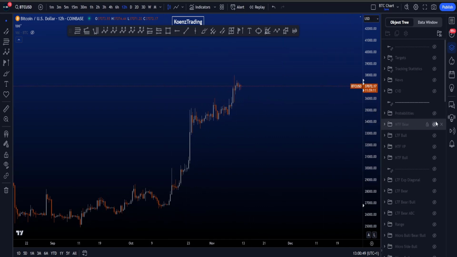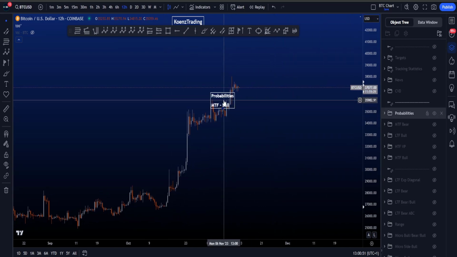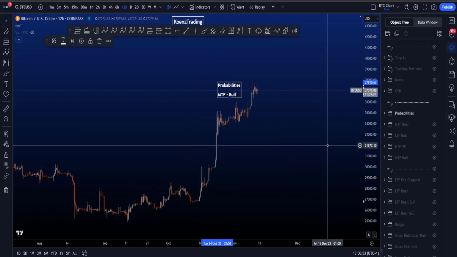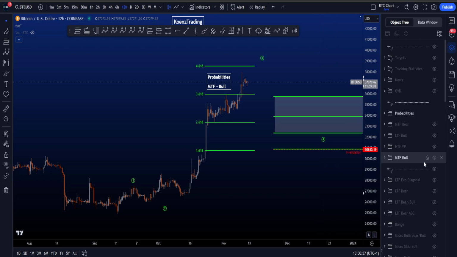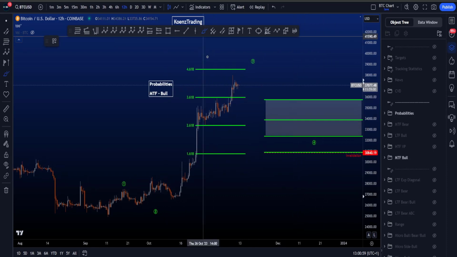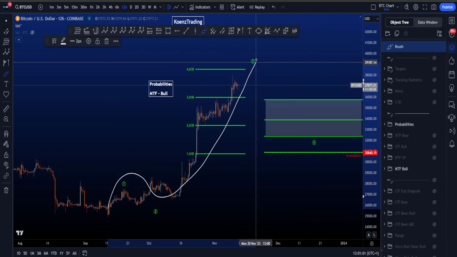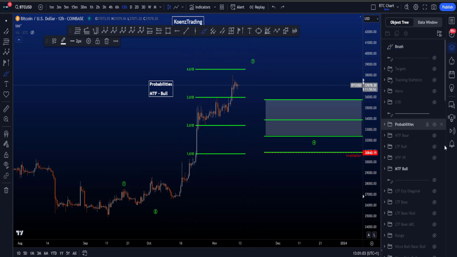If we then finally look at the probabilities of the different scenarios over here on the medium time frame, then the probabilities are higher for the bullish scenario over here, where we're then looking for still a wave 3 to finish, likely around that 4.618.